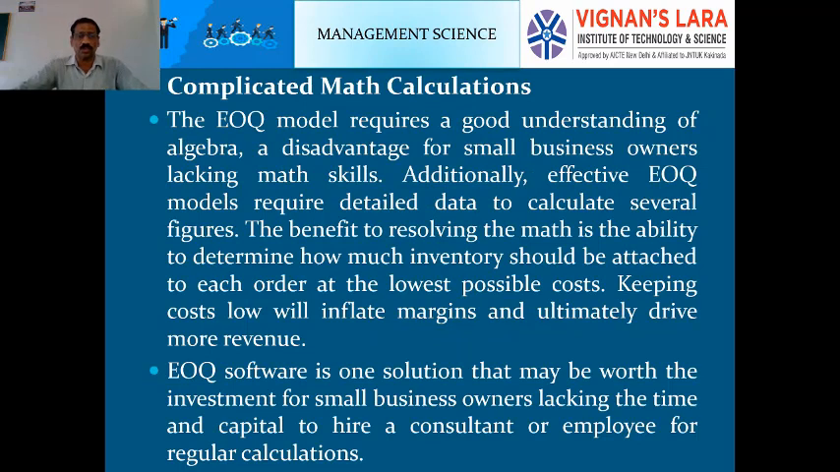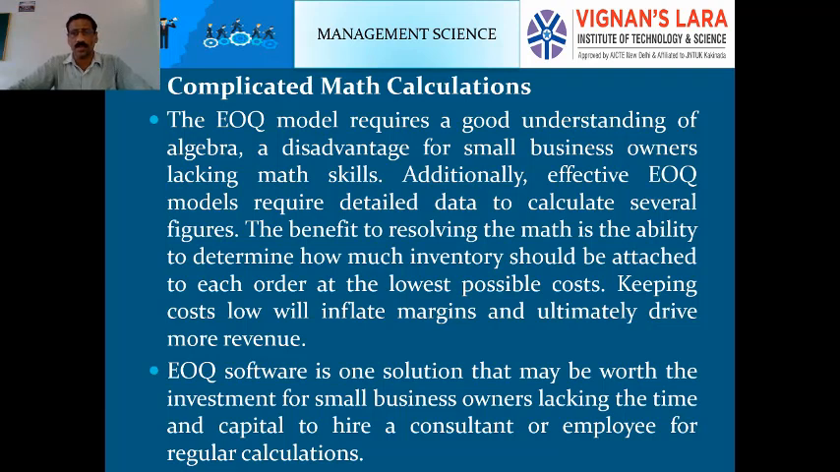Complicated maths calculations. That means EOQ involves a subject matter. Complexity is there. That means difficulty while applying all the elements. It is not understood by the common person. Educational background is required. That means algebra and other mathematical equations or mathematical subject knowledge is required. This is not had by all the manufacturers, all the enterprises.